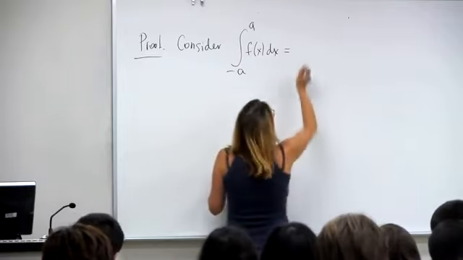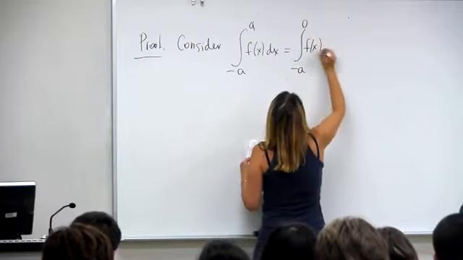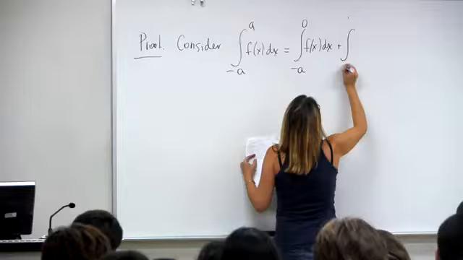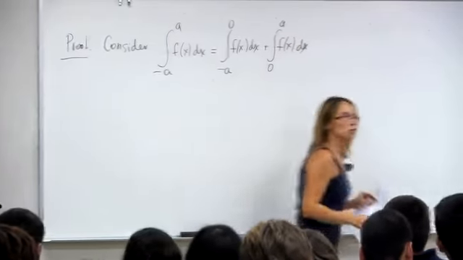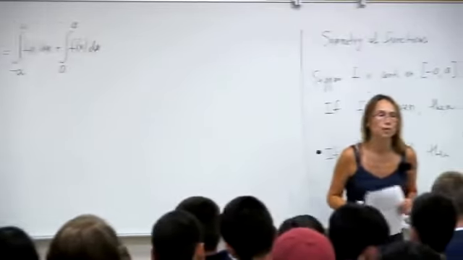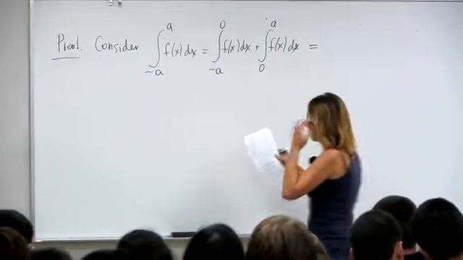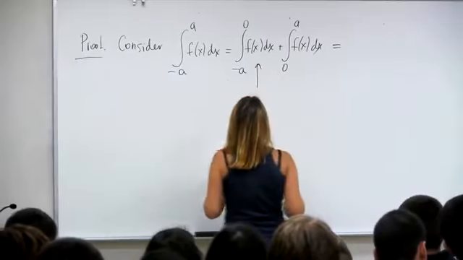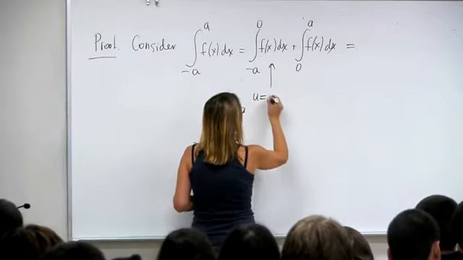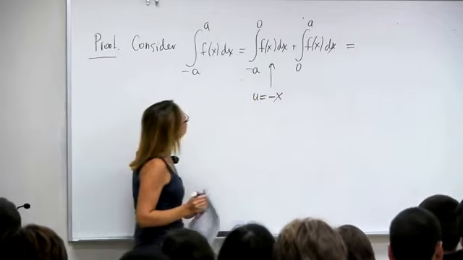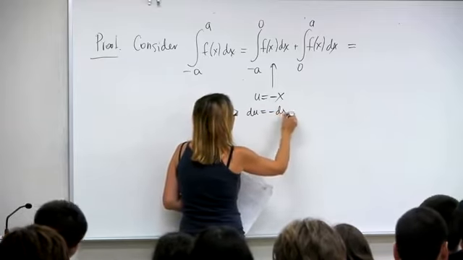And we know that we can rewrite it actually as two integrals, from minus a to 0, plus an integral from 0 to a. This is one of the first rules of integration that we learned, right? And now I'm going to take this first integral and make a substitution. I'm going to introduce a new variable u, which is equal to minus x. Okay? So du is minus dx.